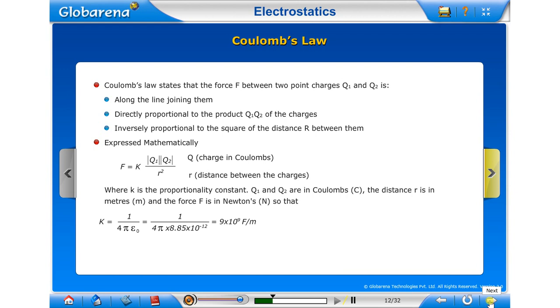Q1 and Q2 are in coulombs, C, the distance r is in meters, m, and the force F is in newtons, N, so that k = 1/(4 pi epsilon naught), where epsilon naught is equal to 8.854 times 10 to the power minus 12 farads per meter, called the permittivity of free space.